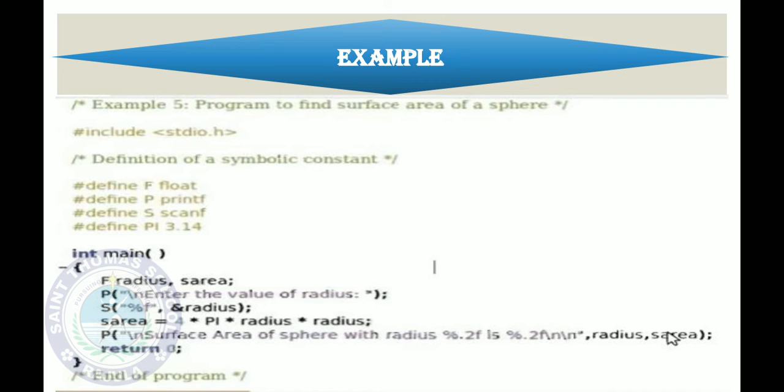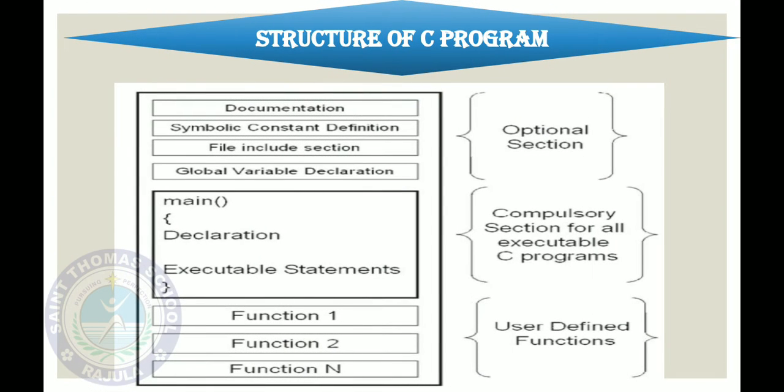The example we are not going to discuss in detail, because we still have not discussed any C program. That is why you will not understand it. But for now you just have to understand the concept of a symbolic constant and how it will work. Then the next thing is the structure of a C program.